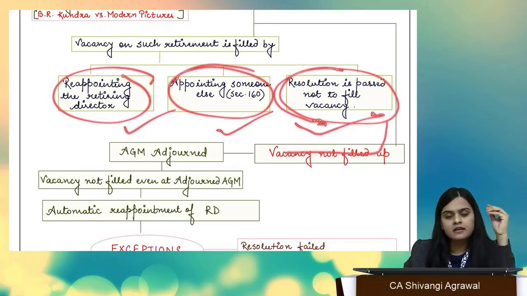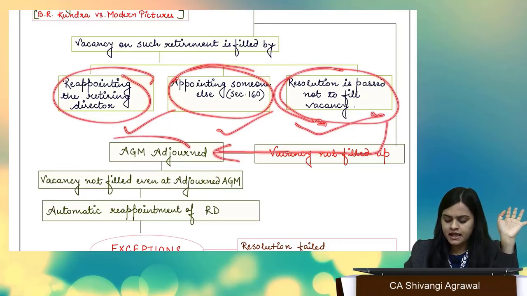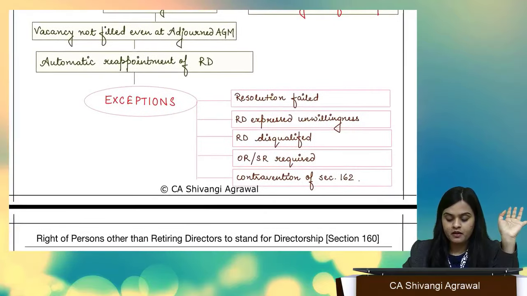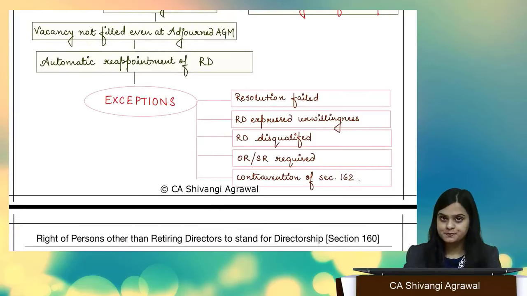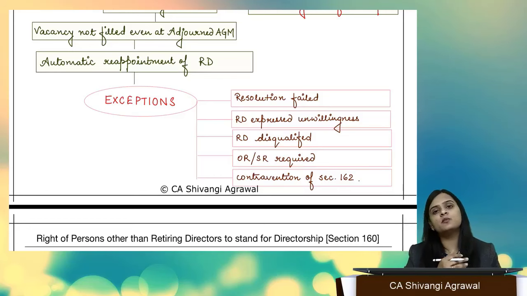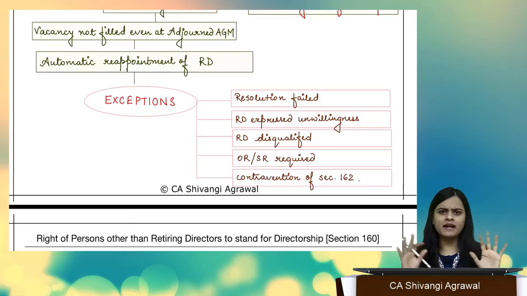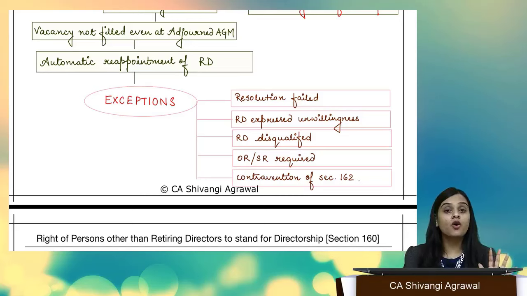Supposedly none of the resolutions is passed, then the AGM will be adjourned. It will not be concluded, the AGM will be adjourned. When AGM is adjourned and the vacancy is not even filled at the adjourned AGM, it amounts to automatic reappointment of the retiring director. That means he will be automatically reappointed. But there are certain cases of exception where he will not be treated as reappointed.